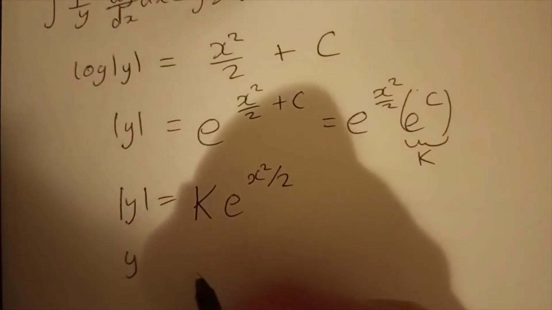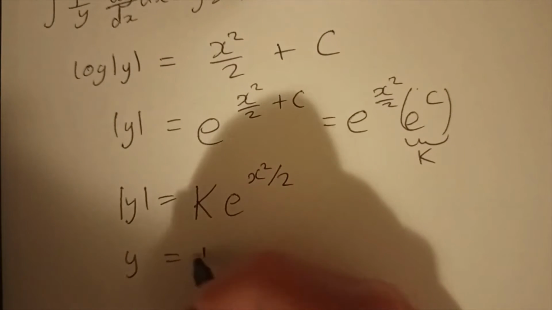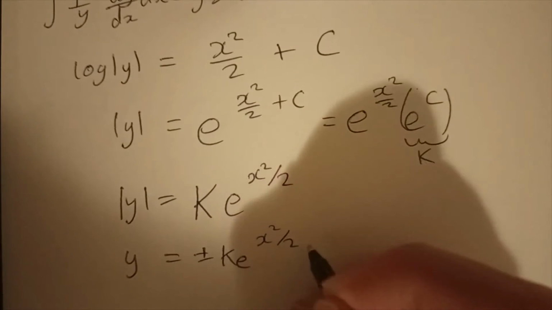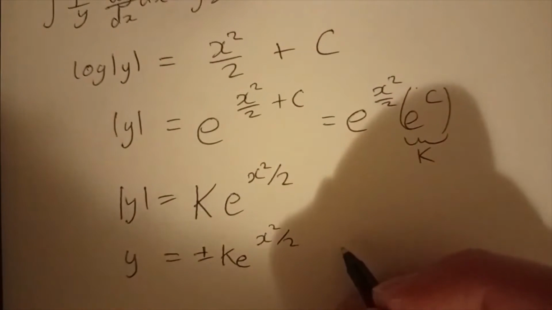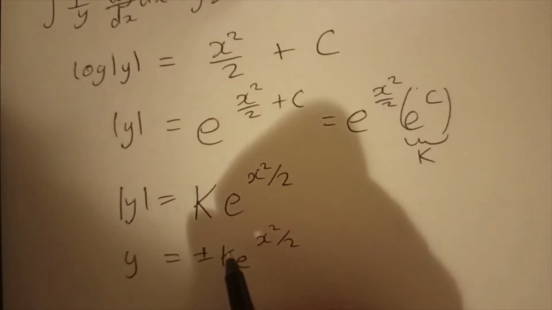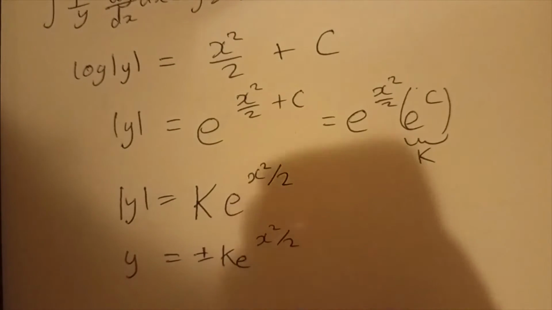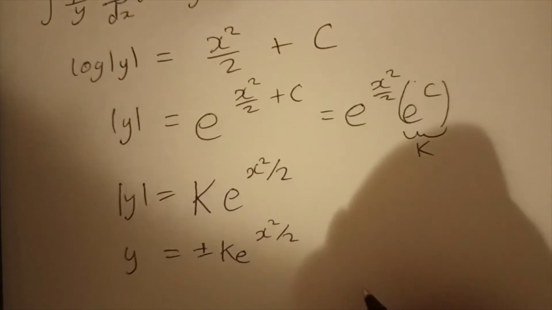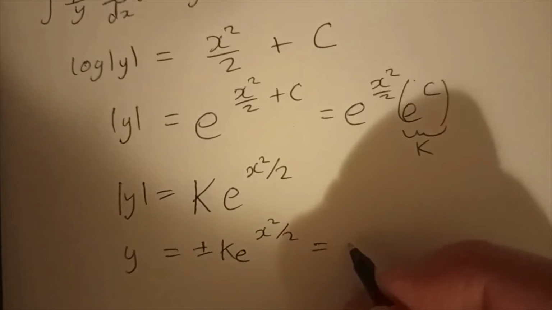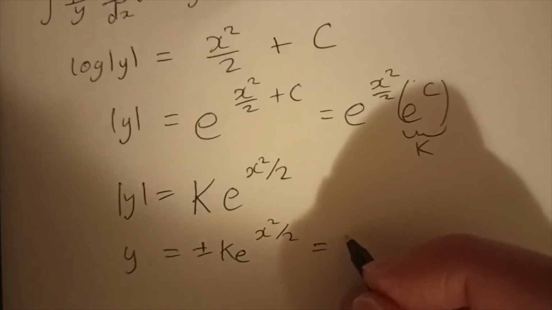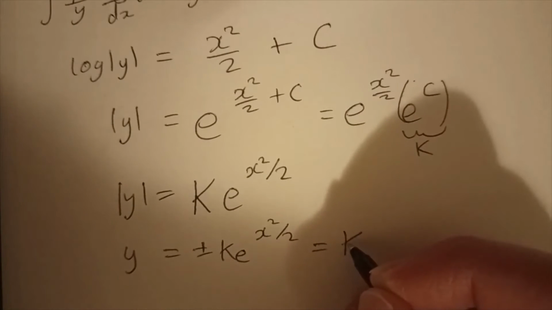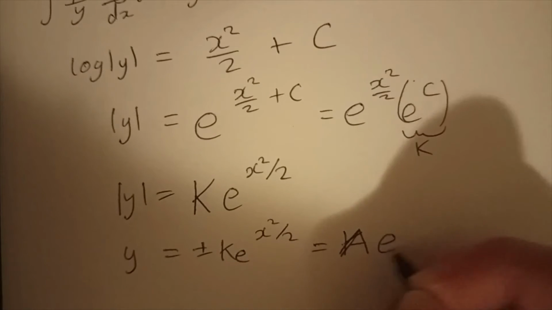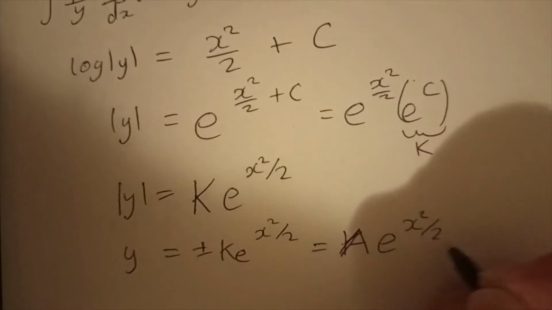And then we can just write y equals plus or minus k times e to the x squared over 2. But we really don't need the plus or minus now, because plus or minus k is itself some constant k. K can be any constant anyway, so we might just keep the same constant, or I'll change it to a, so y equals a e to the x squared over 2.